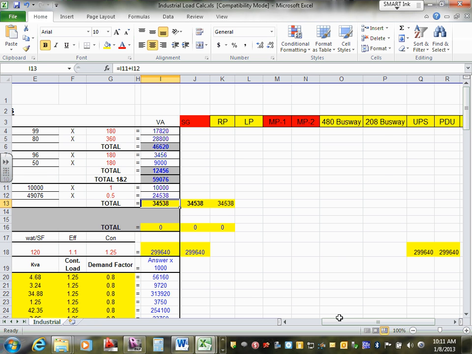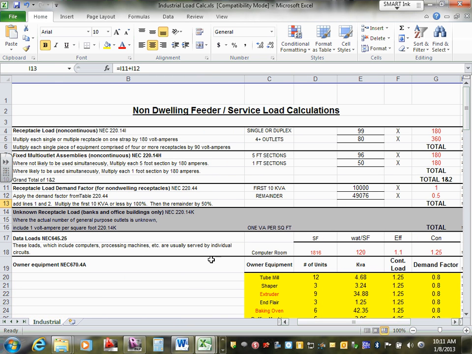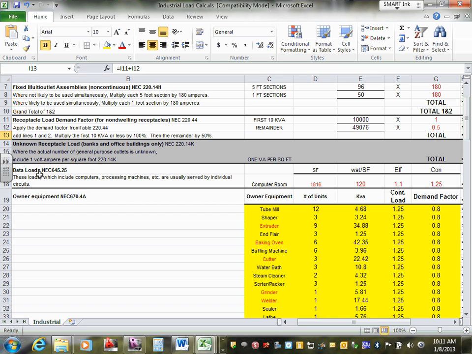Let's go to another system. Now, I have unknown receptacles here. We did not do anything with it. Data. Do you guys have the data loads? 645.25. Does yours show that? Or maybe mine is updated differently. Yes? Data loads. Everybody can see the data loads.